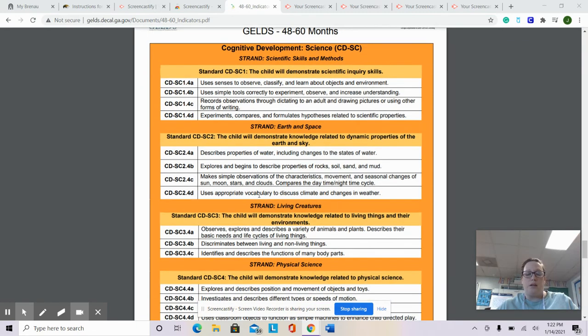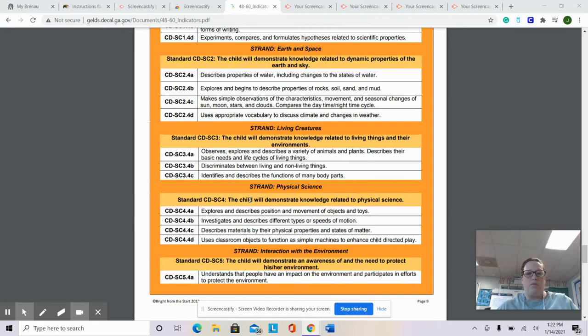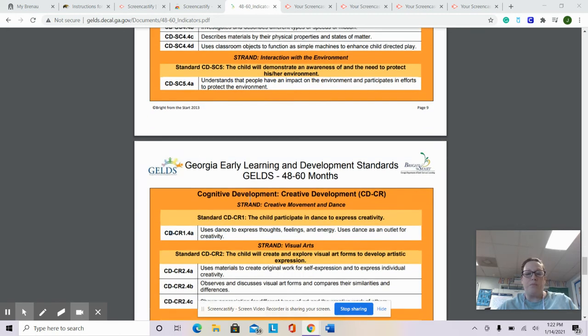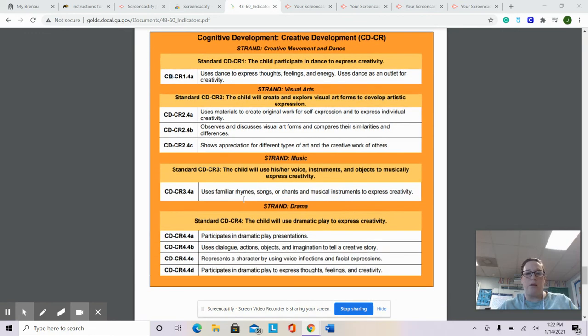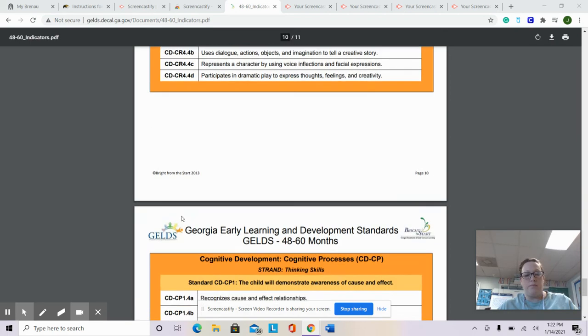Our next section is science. And science is about animals, earth, weather, motion. And we also have creative development. Creative development includes art and dancing and drama. And again, when you put in your standard, you do not have to put in the CD.